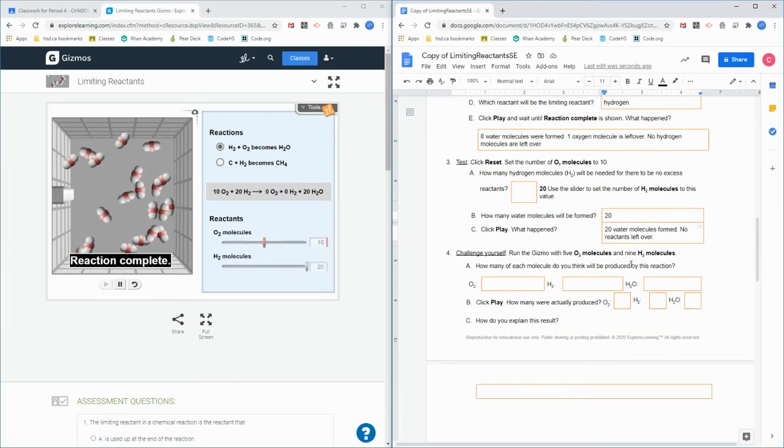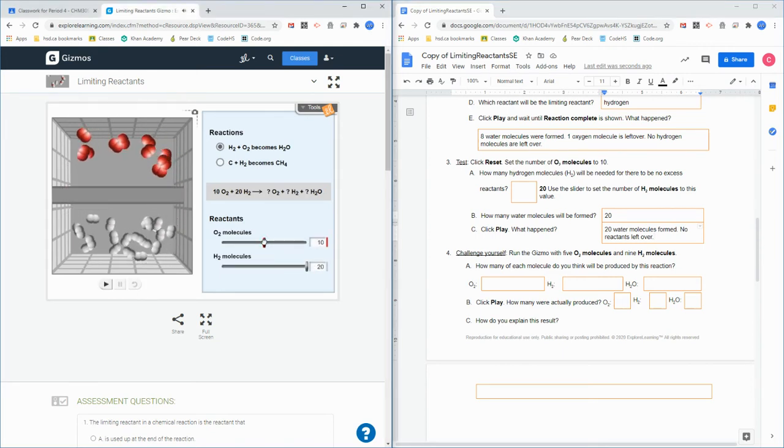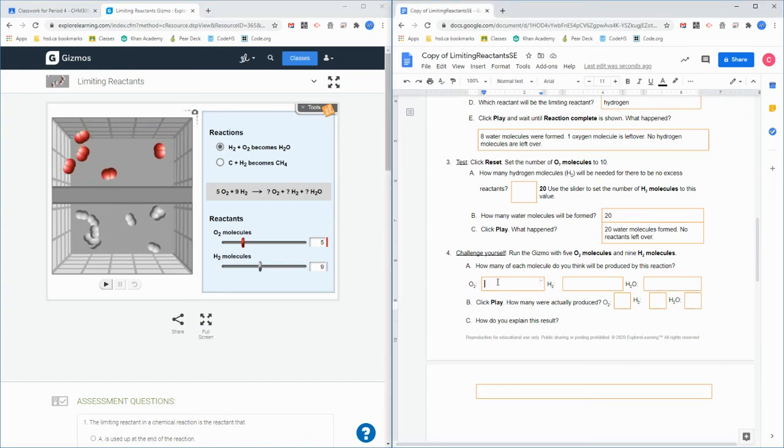All right, number 4, challenge yourself. Run the gizmo with 5 oxygen molecules and 9 hydrogen molecules. How many of each molecule do you think will be produced by this reaction? Produced or left over, I guess.